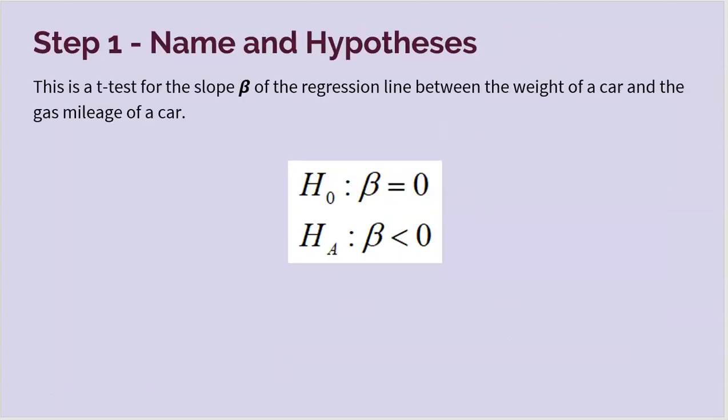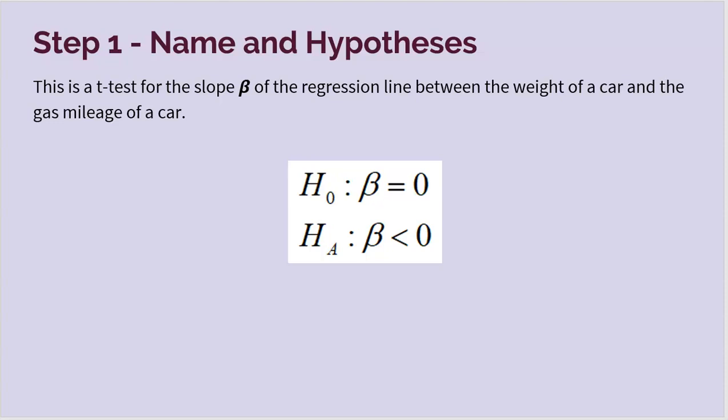All right, so step one is that this is a t-test for the slope beta of the regression line between the weight of a car and the gas mileage of a car. So notice I added that context in there. And the null hypothesis is that the true slope beta is 0. Nah, there's no relationship between the weight of a car and the gas mileage. And then the alternative is, no, there really is a negative relationship. The true slope is less than 0.